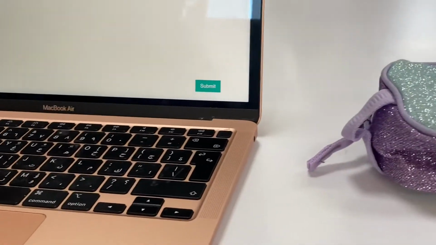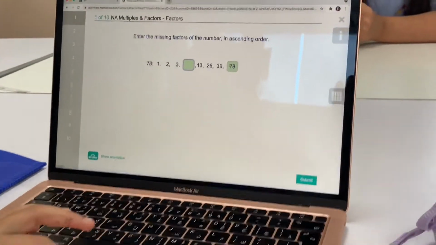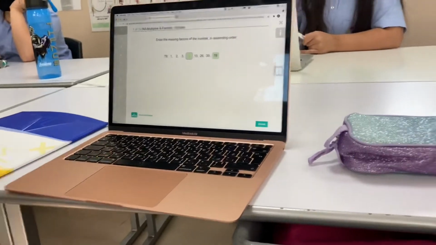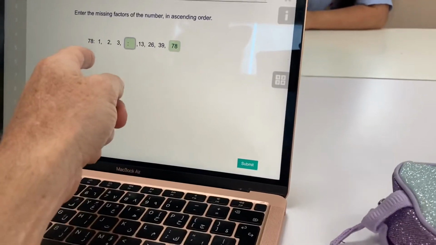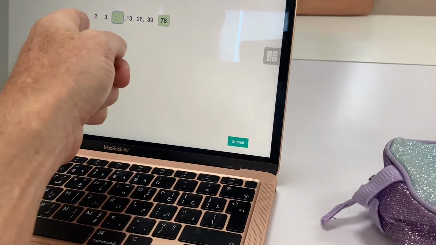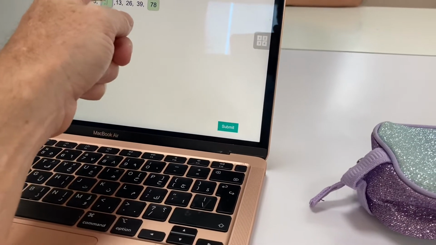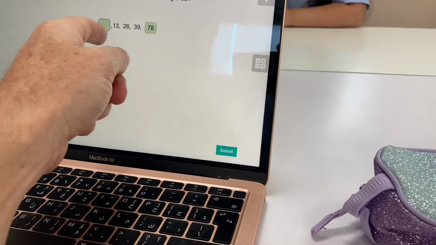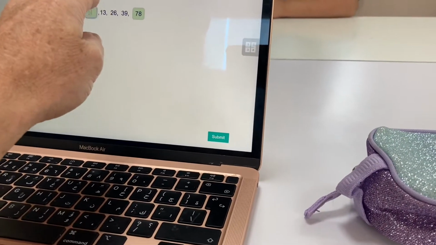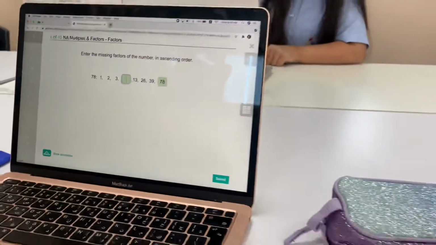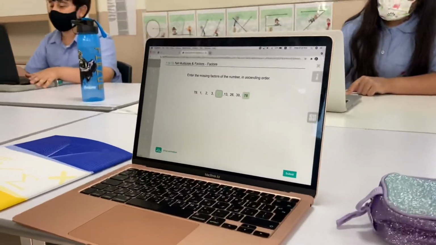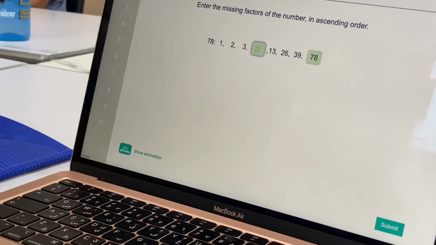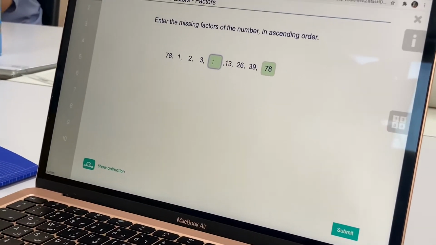So 1 times something equals 78, but I'm not sure what to write here. Okay, so we've got 1, you were right, 1 times 78, 2 times 39, 3 times 26. So the next thing we have to do is, 13 times something will give us 78. What's 13 times 10? 13 times 10 equals 130. Okay, so 130 is too big, isn't it?